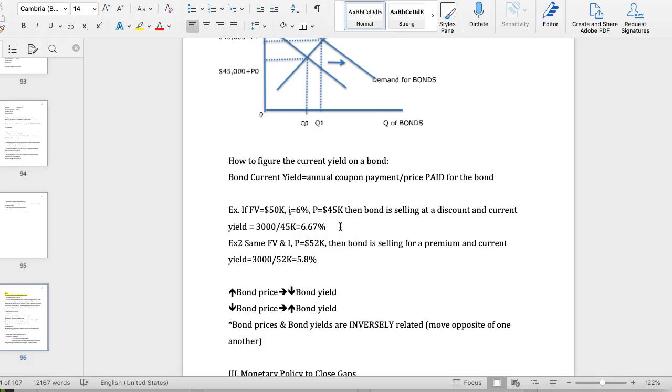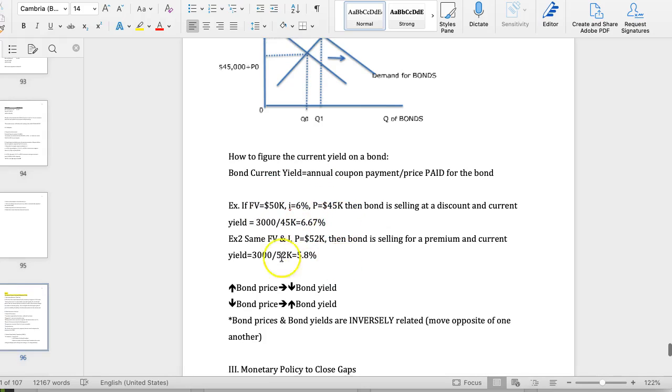But when you turn the entire thing in at the end of the term, if the term was 10 years, at the end of 10 years, you turn it in, you're not going to get back what you paid, which was 45. You're going to get back 50. So you're going to be making more money on that. Your yield is going to be higher than if you would have paid face value.